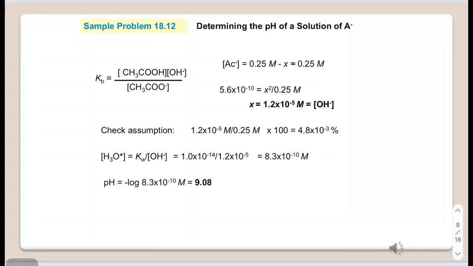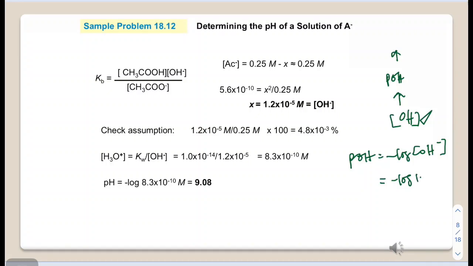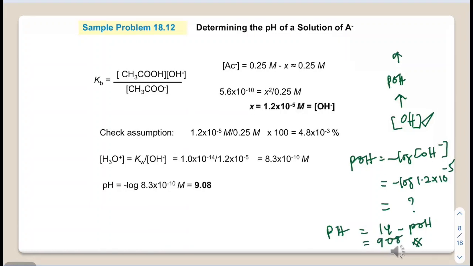And after we got the concentration of the hydroxide, as we planned initially, we have to solve for the hydroxide ion, so it is completed. Then we calculate the pOH, and lastly we calculate the pH. pOH is the negative log of the concentration of the hydroxide ion, so negative log of 1.2 times 10 to the negative 5. We'll get the value. Then we can calculate the pH is equal to 14 minus pOH, and finally we get the pH is 9.08.